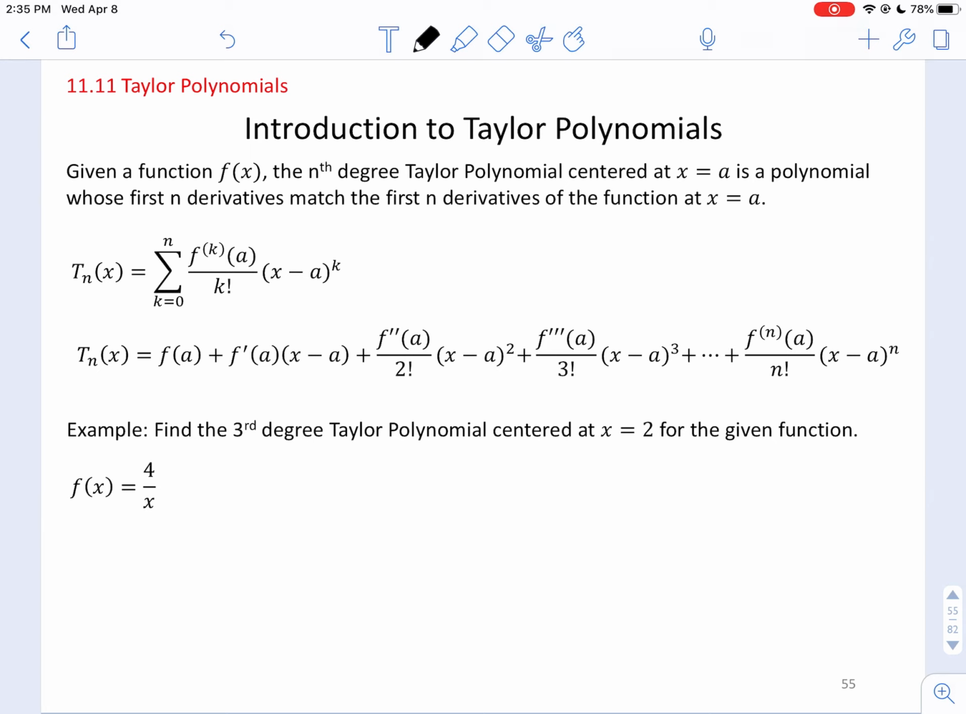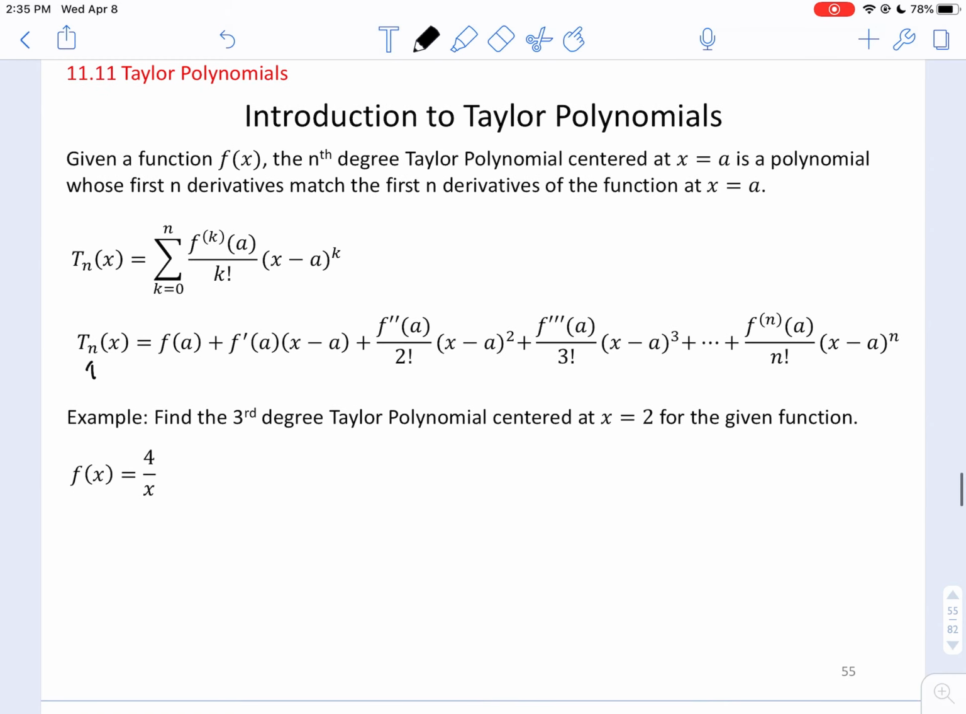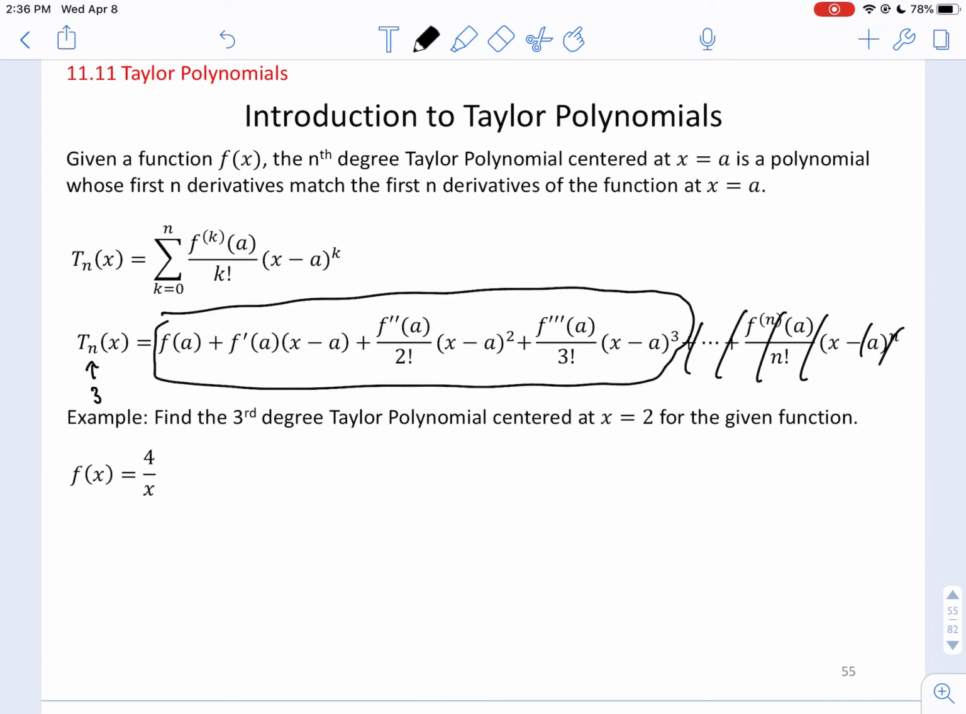We're going to use a capital T sub n to stand for Taylor polynomial of degree n. Let's look at this version here, and then we'll look at the summation version. Let's say this was a 3 here. Let's find a third degree polynomial. We actually create the polynomial from constant up. If that n was a 3, then all this part here would be gone. So let's just focus on third degree for now, and then we'll generalize it.